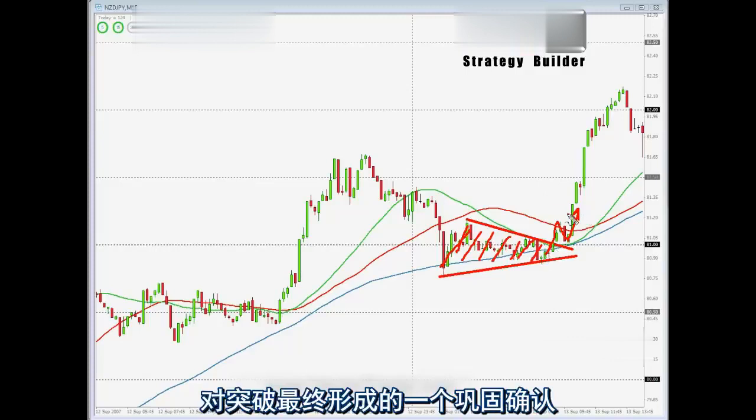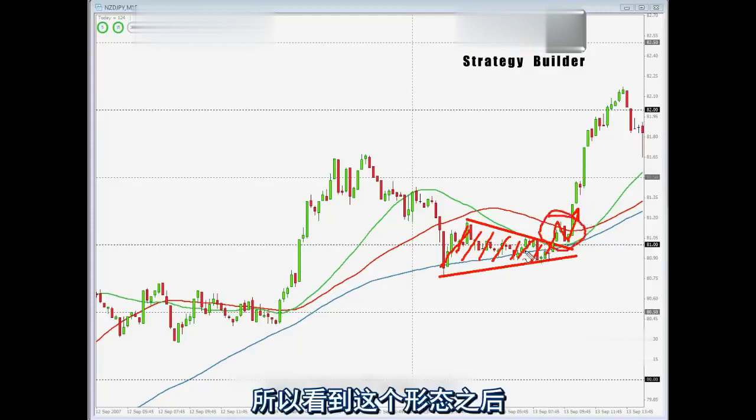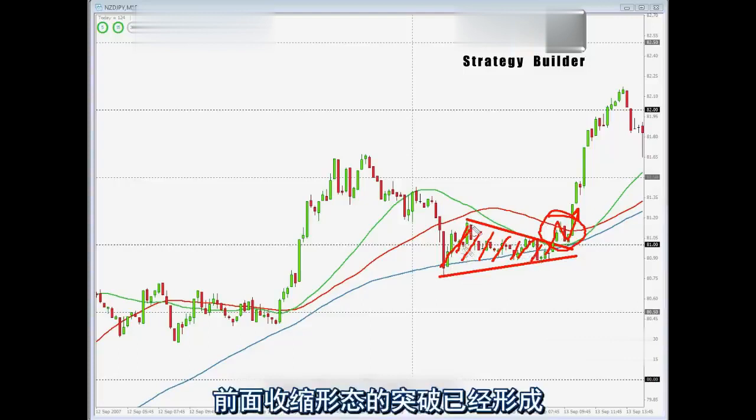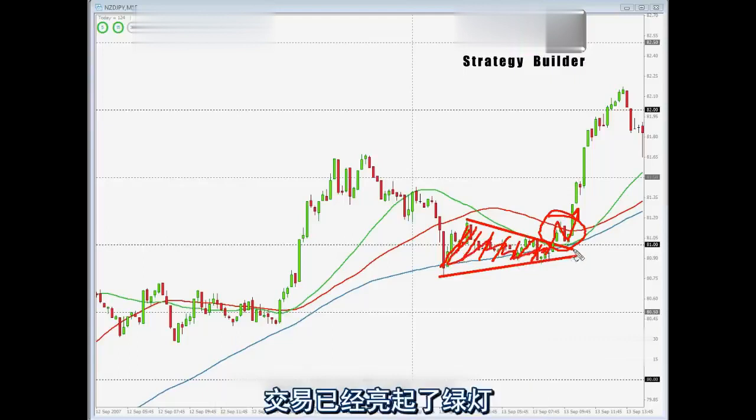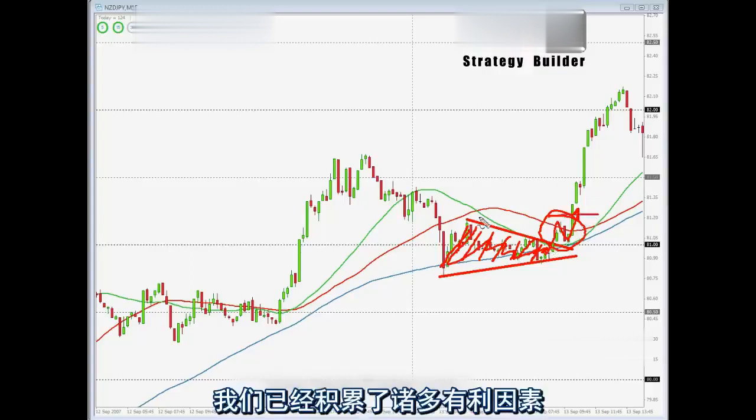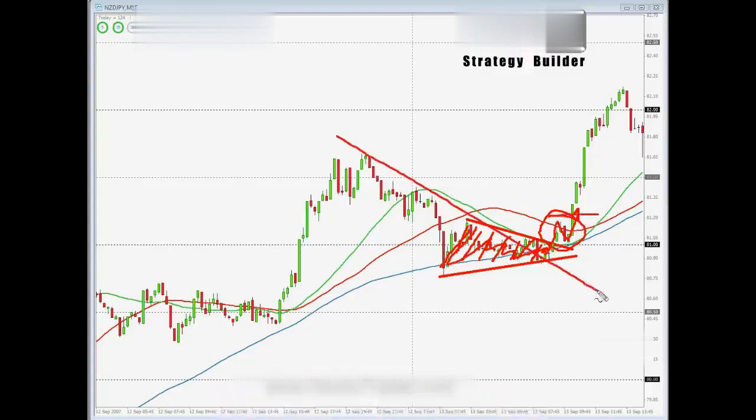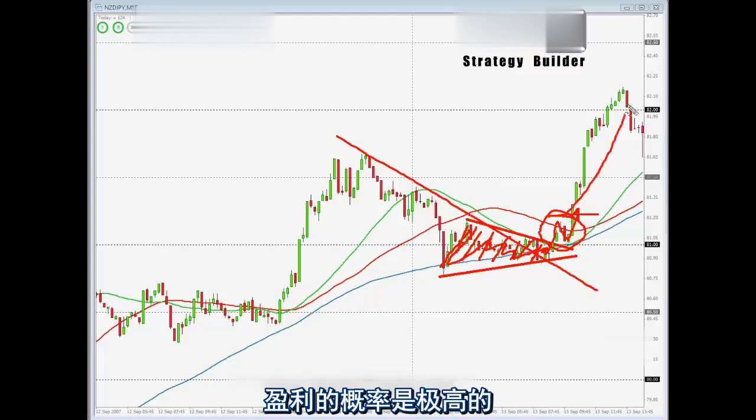Once we see this breakout pullback continuation pattern, we have the confirmation that this pattern is confirmed. This breakout is actually confirmed, and we have green lights with all these elements in our favor.